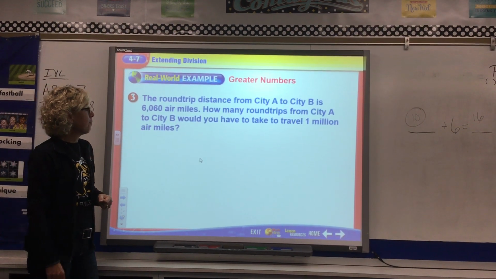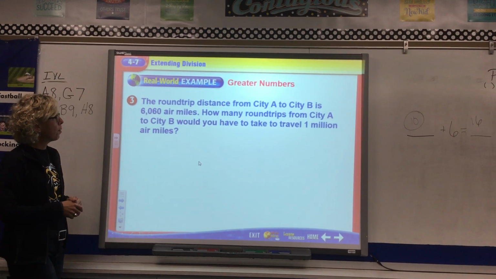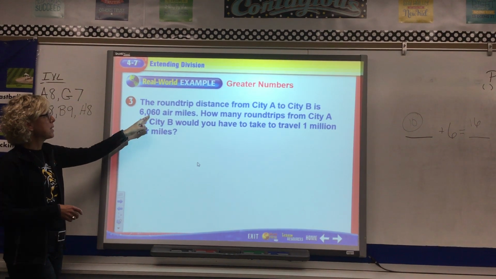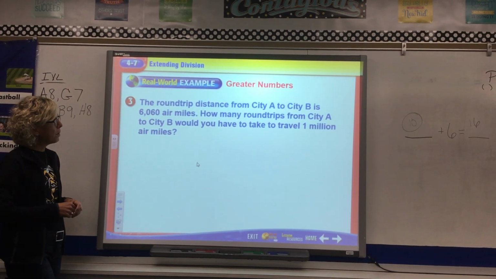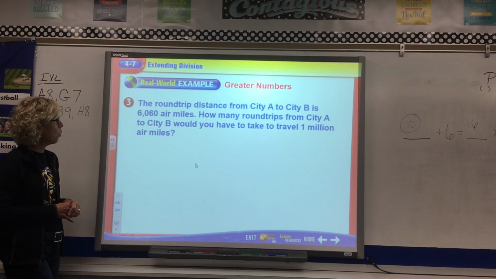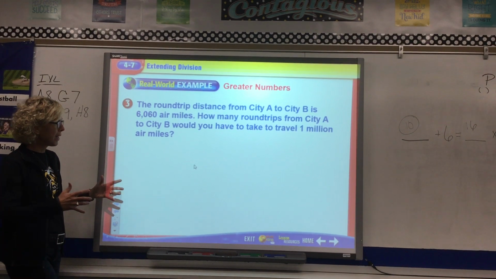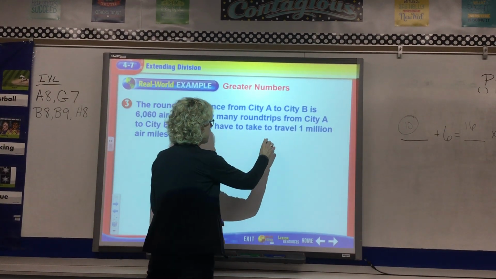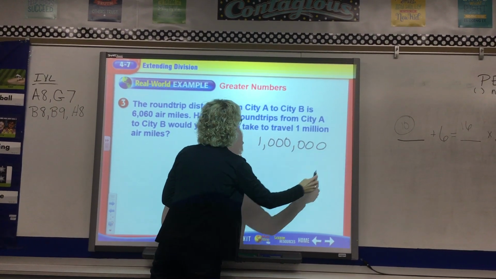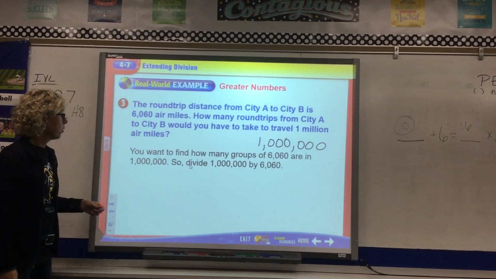Now, sometimes you might have larger numbers. The round trip distance from city A to city B is 6,060 air miles. How many round trips from city A to city B would you have to travel 1 million air miles? So here we've got these big numbers. You've got the number 1 million, and you are dividing it by 6,060.